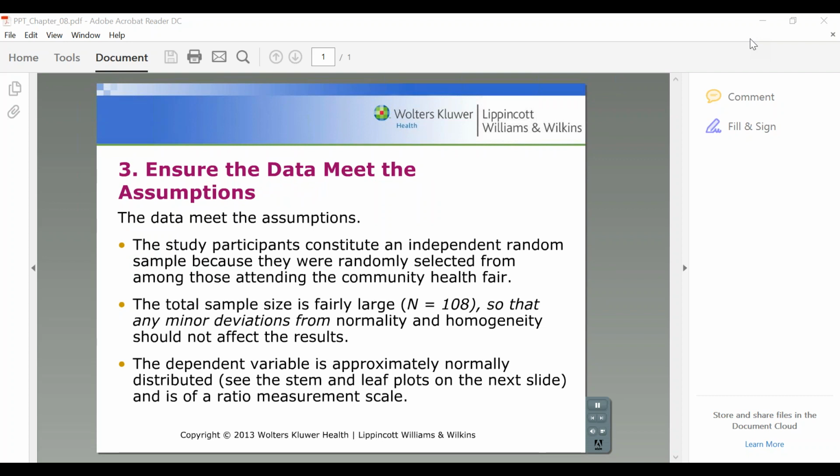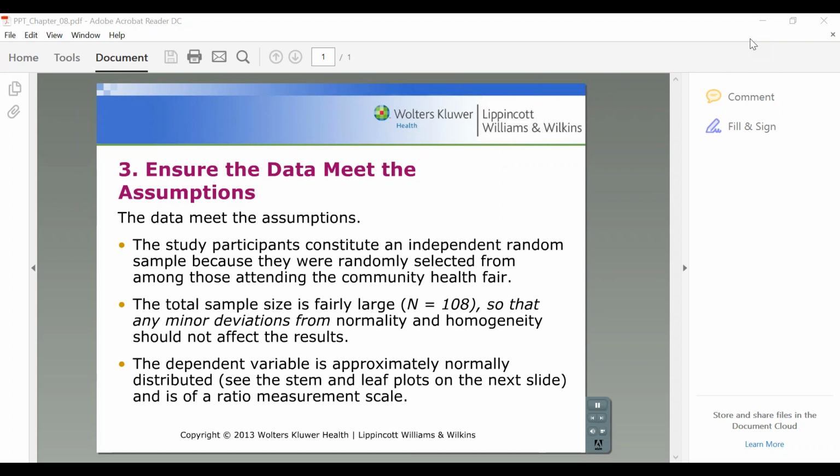So here are the assumptions, assuming it follows parametric assumptions of normality. Study participants constitute an independent random sample. Okay, so there was no interaction or dependence between each of these study participants. Mainly the way to control for that is through the methodological technique of random selection. Each person had an equal opportunity of being selected to participate in the survey.